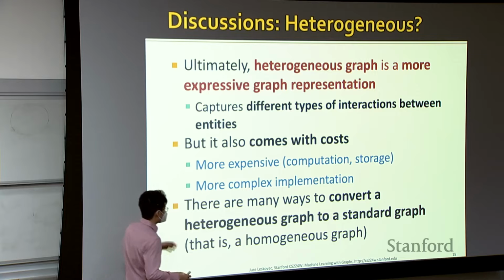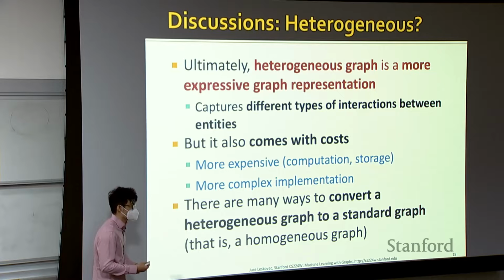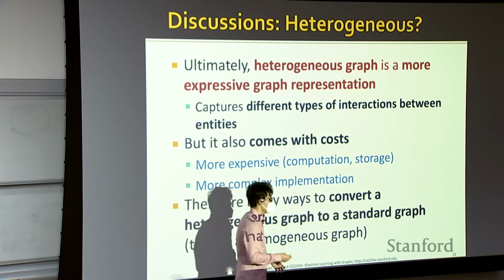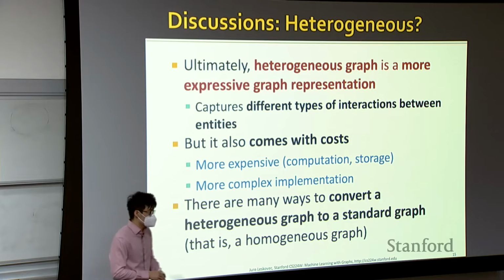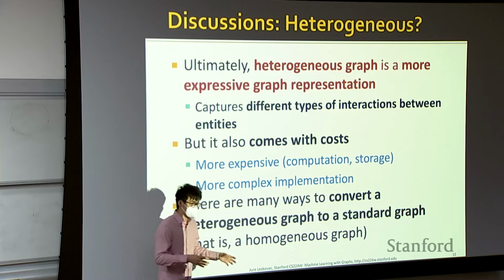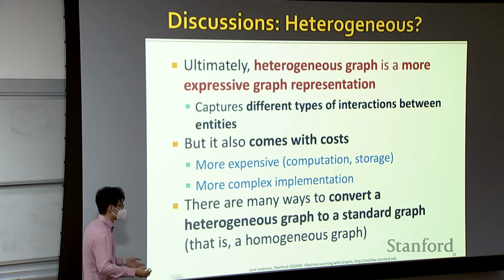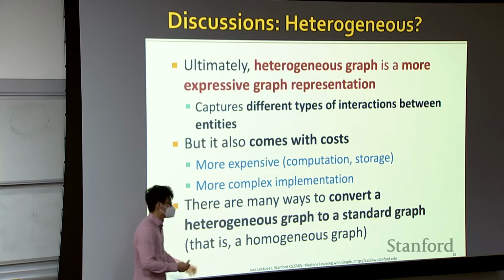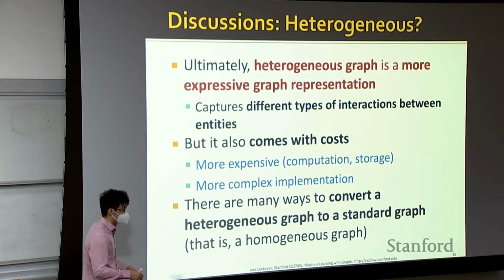For a heterogeneous graph, it will be more expensive in terms of computation because now we have different types of interactions. It's also more expensive in storage, both because we want to store additional type information, and because we most likely wouldn't be able to store everything in one single matrix, but rather in separate matrices for each type of information. So it's more expensive in storage as well. And additionally, as you can imagine, the implementation for a heterogeneous graph will be much more complex. So it definitely comes with cost.